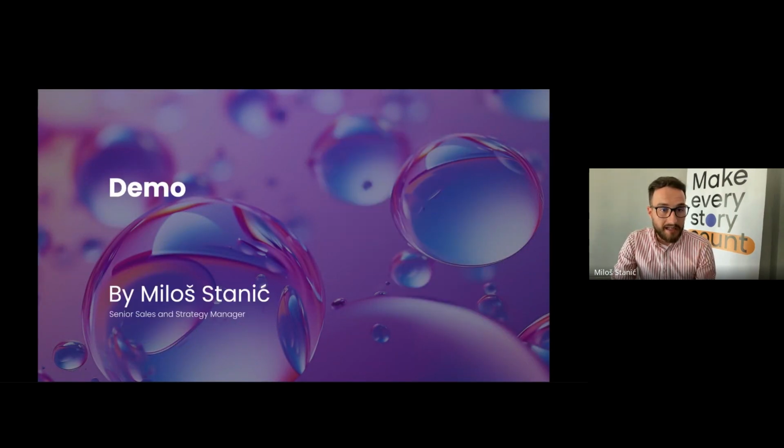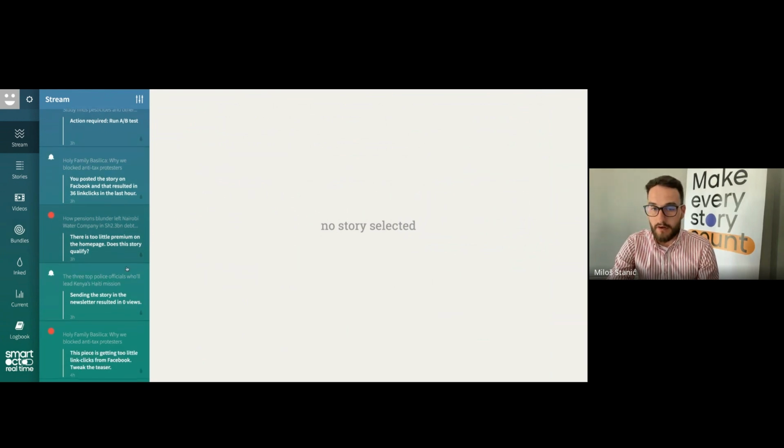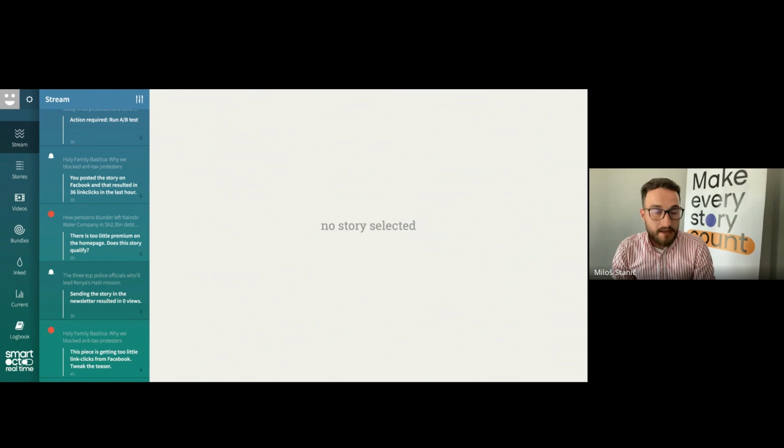So I'll do a little demo for you. I'll show you a few things. First thing where we land, what I mentioned, were the notifications. This is something which SmartOcto is famous for. So a system of algorithms that goes through your data in real time and reports back to the newsrooms what you can do to make the performance of your stories better.